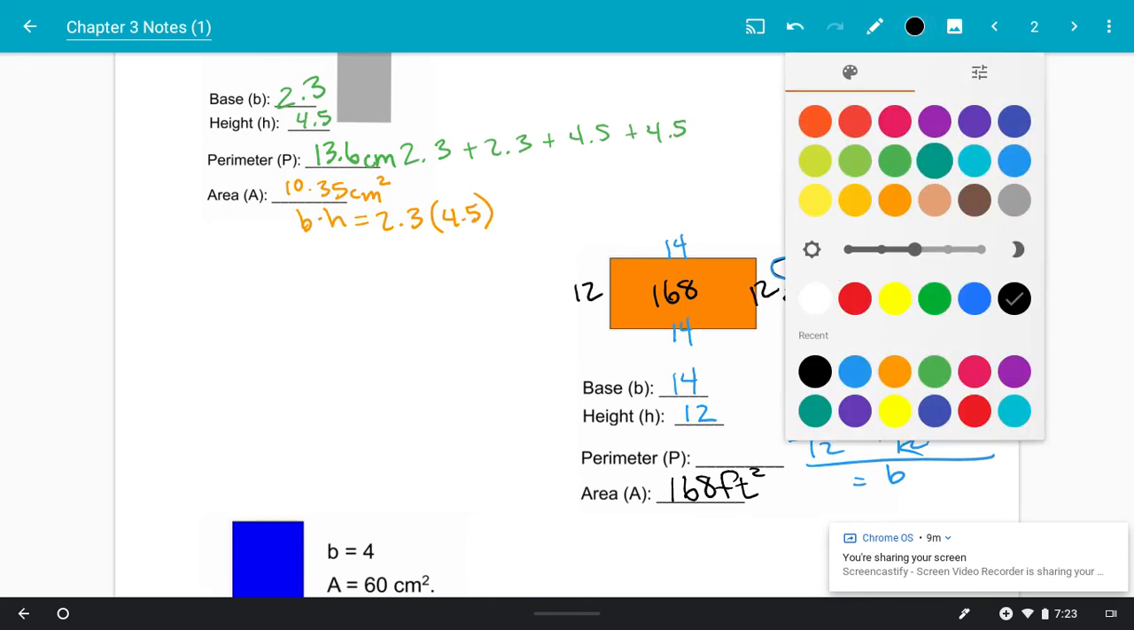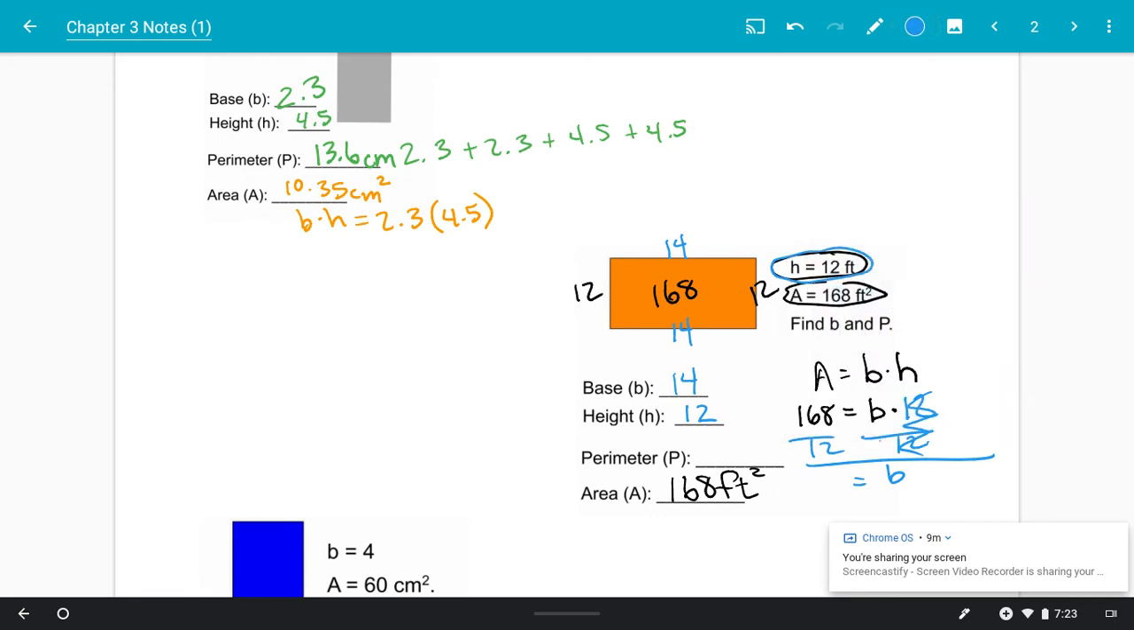So then to find the perimeter, sorry guys, B is 14. So to find the perimeter, we do 12 plus 12 plus 14 plus 14. So that's 26, that is 52, and that would be just feet.